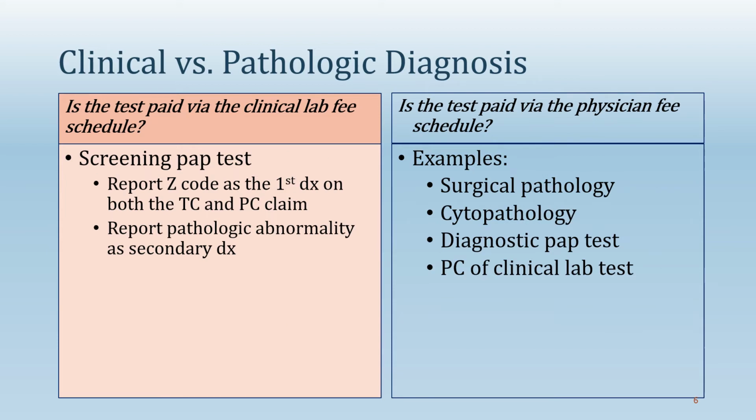When the test being billed is for a screening Pap test, the primary diagnosis code remains the reason the test was performed, typically reported as a Z code, followed by a secondary diagnosis for any abnormality. This diagnosis order applies only to screening Pap tests that have pathologic interpretations as well. Conversely, when the Pap test is diagnostic in nature, then the definitive pathologic diagnosis is used as the primary diagnosis.